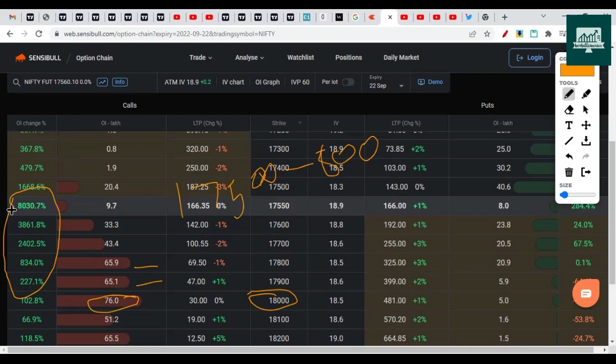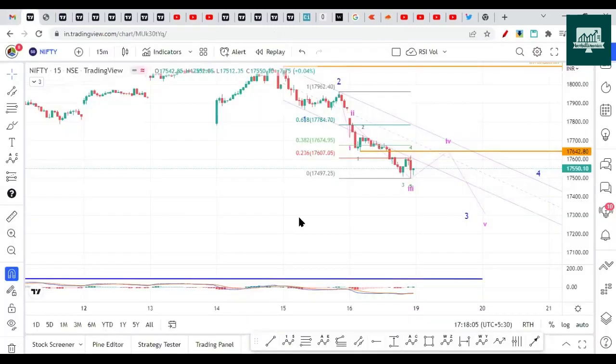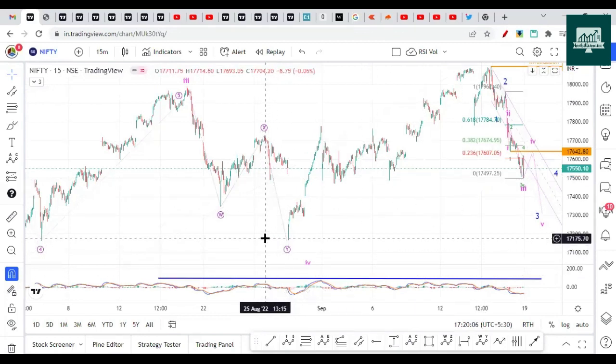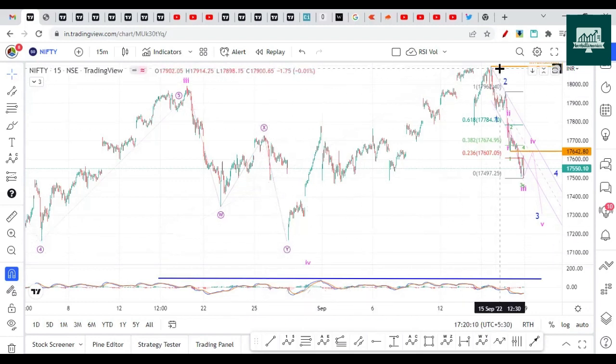So in the next week, do watch out for these levels and let me know in the comments what you think, if we are reaching towards 17,000 or not. As I said, an ending diagonal retraces fully and even goes beyond that if it's a new drop, right? So if this is the ending diagonal pattern, then we can expect a drop.